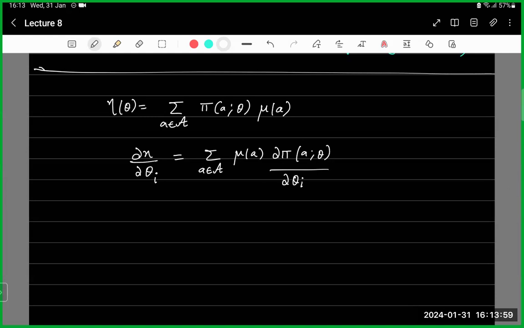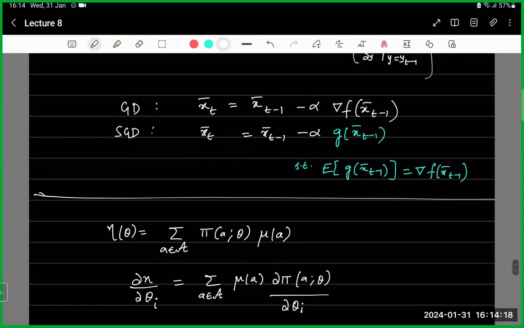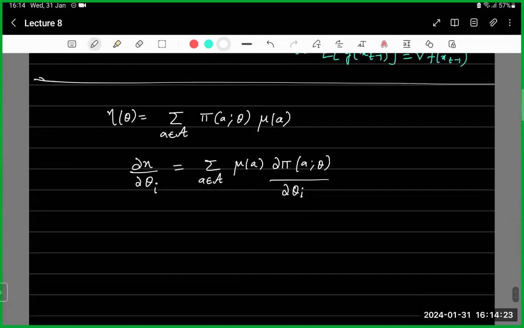So now mainly what is the issue? If we know mu of a, then we know this, but we don't know mu of a. This is the actual function which we want to use in the gradient descent. We don't know this. Now we have to do something so that we come up with a G whose expectation will be equal to this. So let's see how we can get there. Okay.